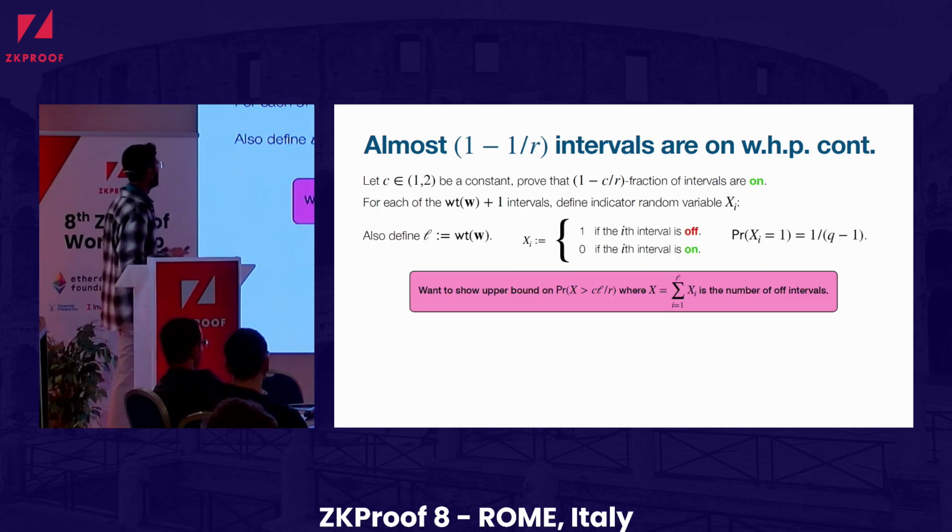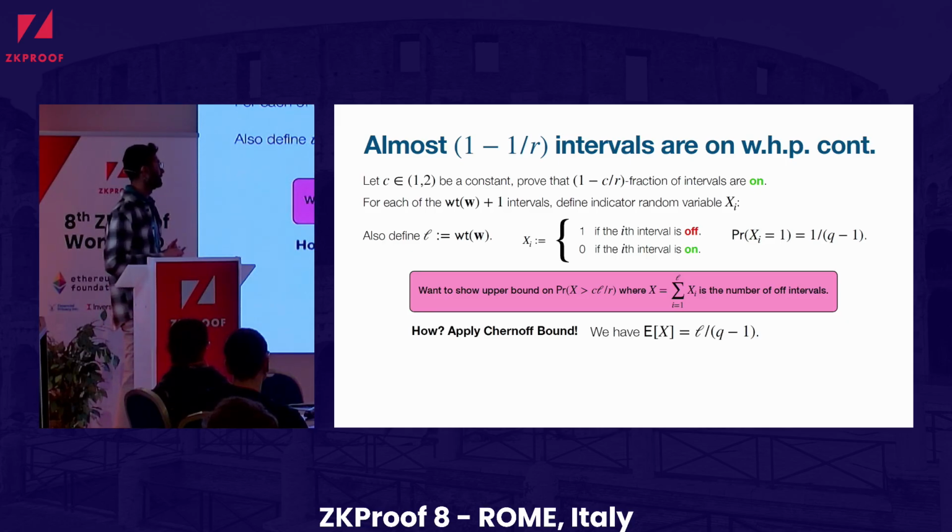OK? And finally, we want to show an upper bound on how many off intervals you can have. You want to show that the probability that you have more than CL over R off intervals is very, very small. And how do you do that? You apply a Chernoff bound. You have your expectation, which is L over Q minus 1, where L is defined as the weight of the vector.